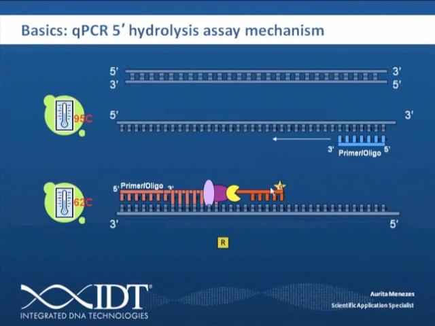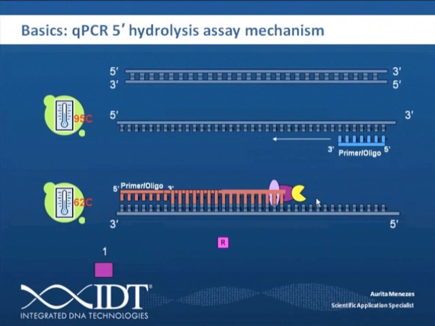So because of the separation of the dye and the quencher, whatever energy was previously absorbed by the quencher can no longer be absorbed, and this dye starts fluorescing. It's this fluorescence then that is captured by the instrument. So the polymerase would go on to synthesize its complementary strand of DNA.